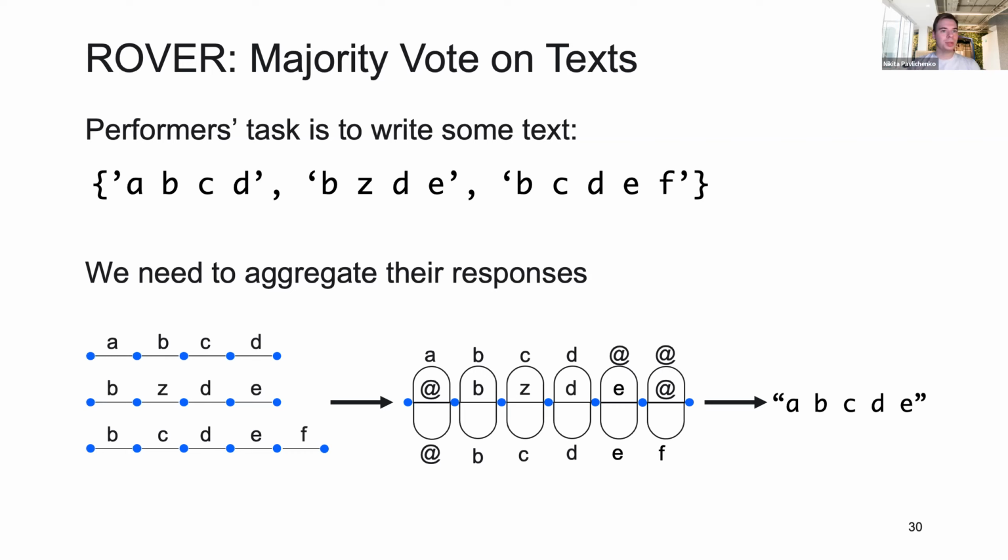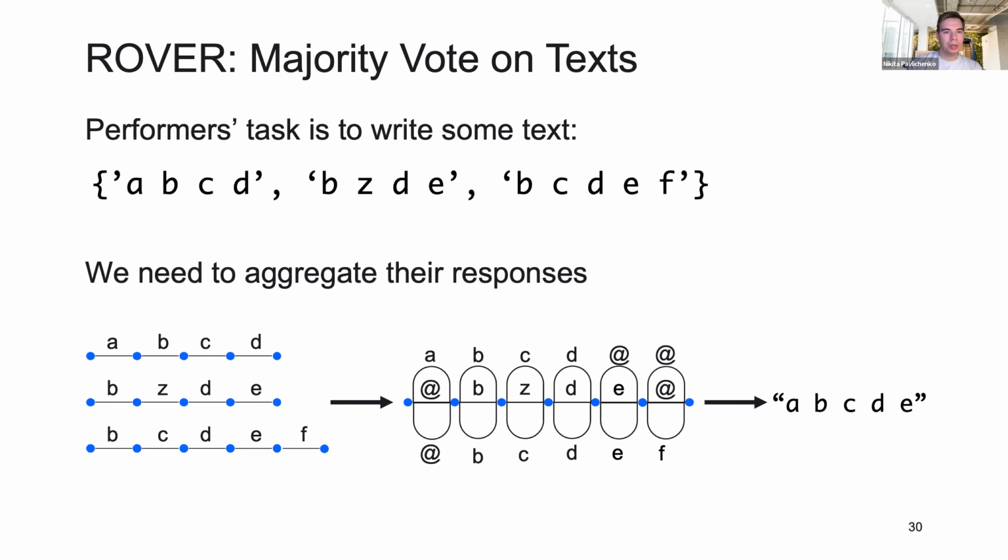The simplest one is ROVER. It just aligns each text sequence and simply does majority voting on each word, or each token, if your tokens are not words. And then you obtain the aggregated text.